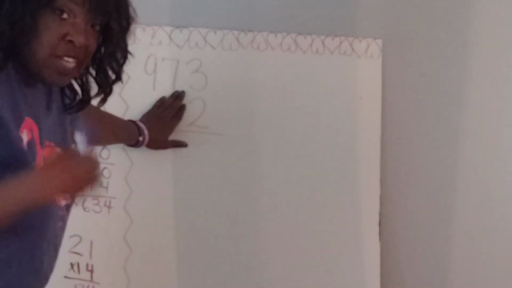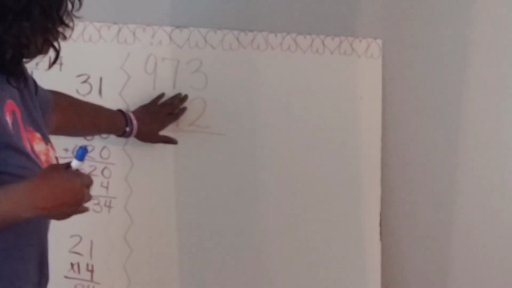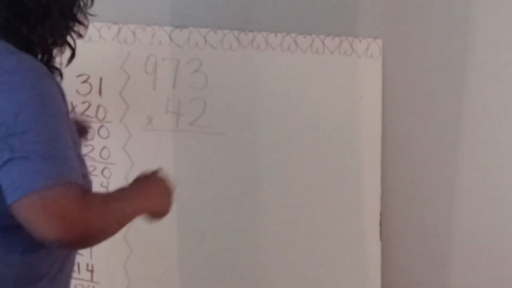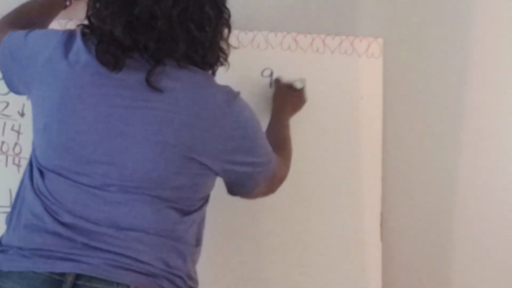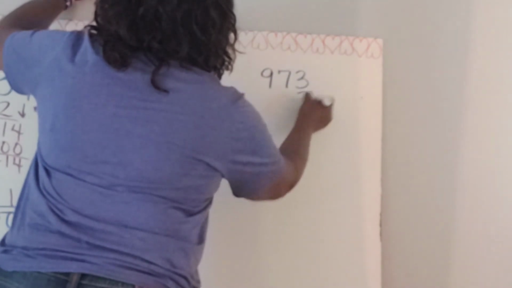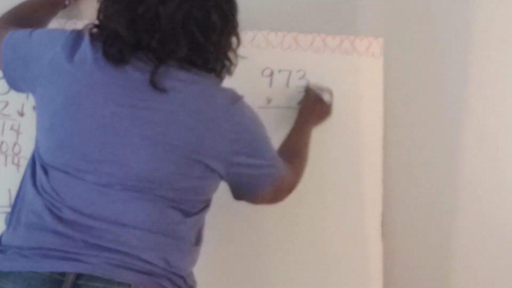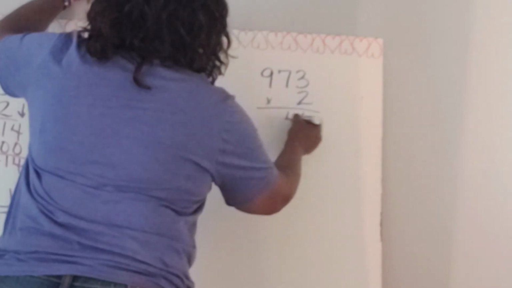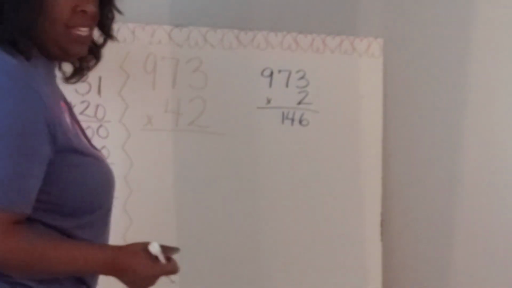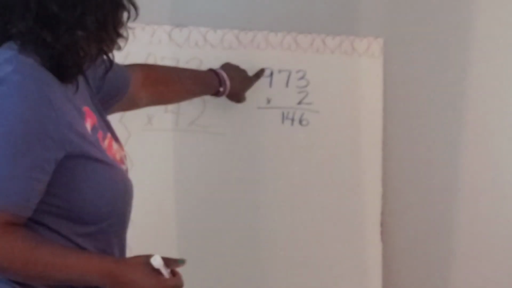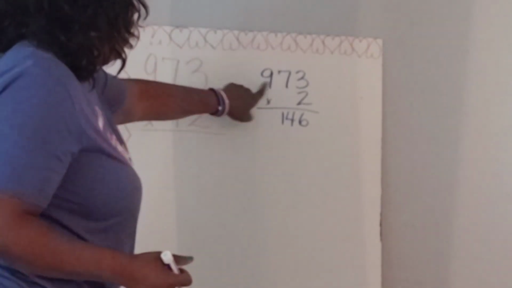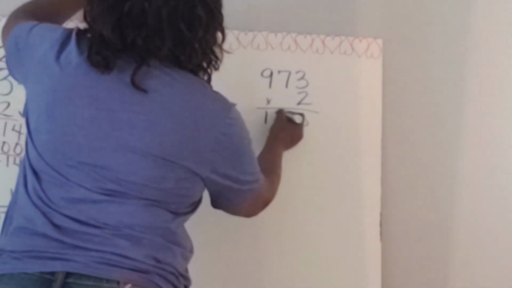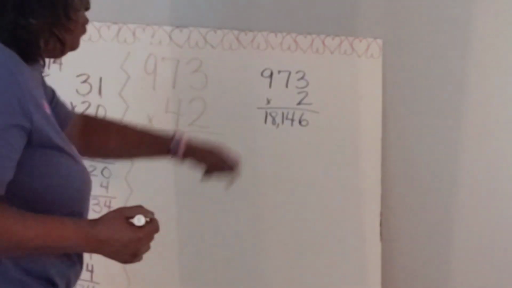And do it just the way we normally did it. Some of you are forgetting that when we do 973 times 2, we said, okay, 3 times 2 is 6, 7 times 2 is 14. Some of you are going, 14. Well, then wait, then what do we do over here? Don't we carry over? And then you're doing, okay, 9 times 2 equals 18, so 18,146.